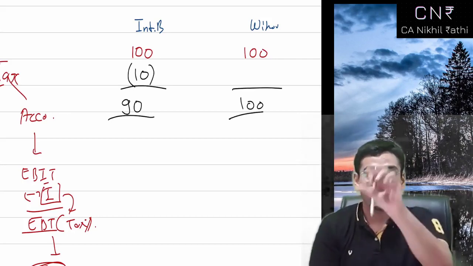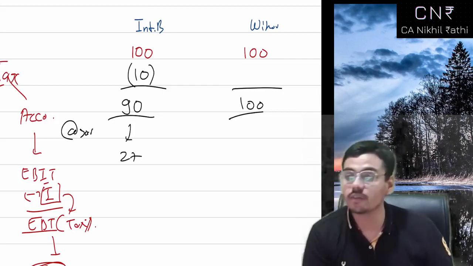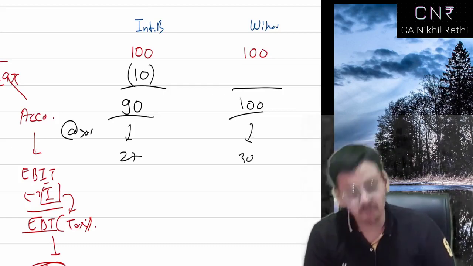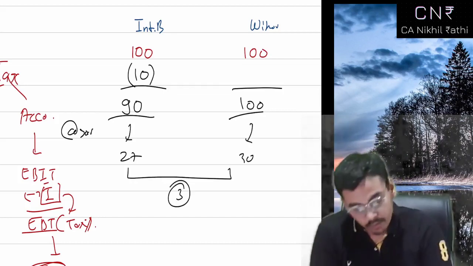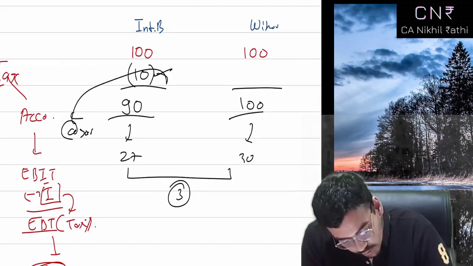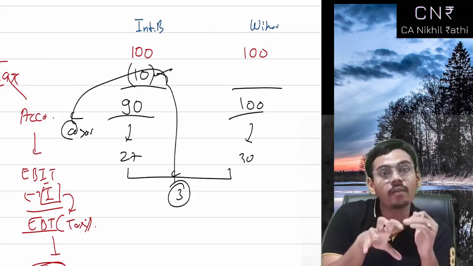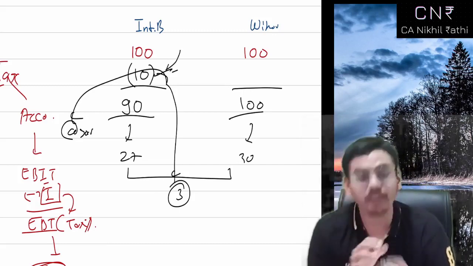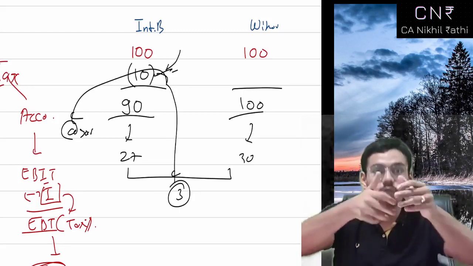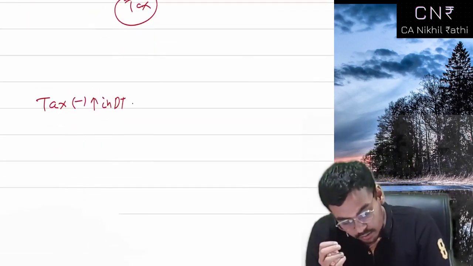Now tax. Let us consider a rate of 30%. So tax would be 27 rupees here, and here it would be 30 rupees. There is a difference of 3 rupees. How? 10 into 30% becomes these 3 rupees. So you are paying a reduced tax, a lesser tax. Why? Because you have interest expense. So there is a benefit of interest expense. So what you need to do is add that interest benefit.